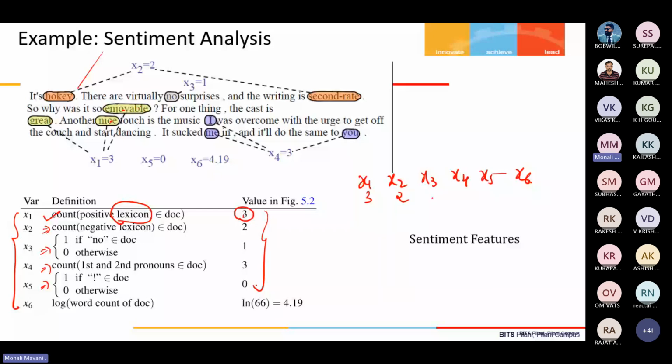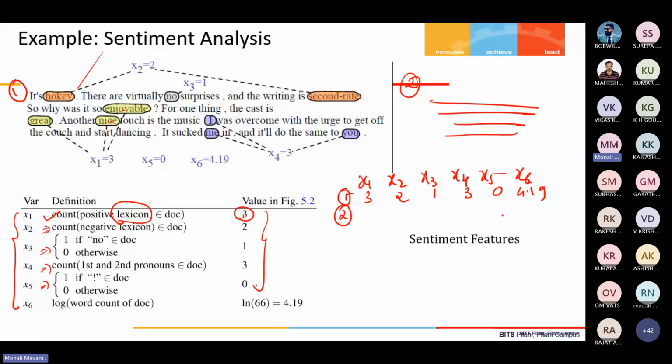0 and this is 4.19. So this is one training example, one piece of text for which we want to analyze its sentiment. It is one row of your structured data. Then we can have another set of texts or sentences, and similarly create another set of features, and so on.